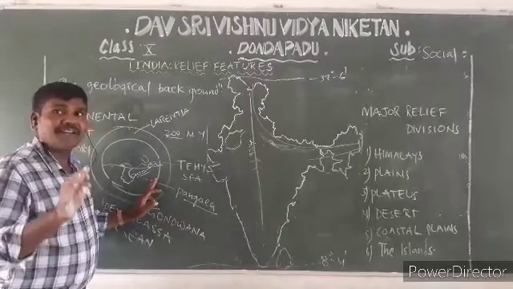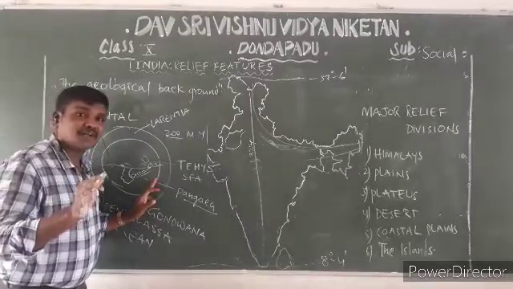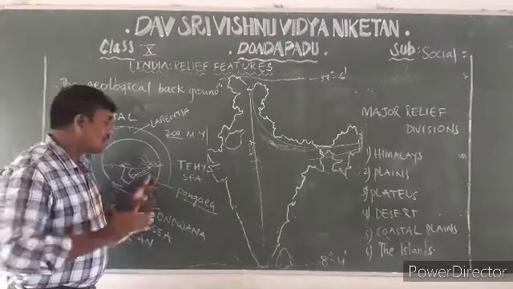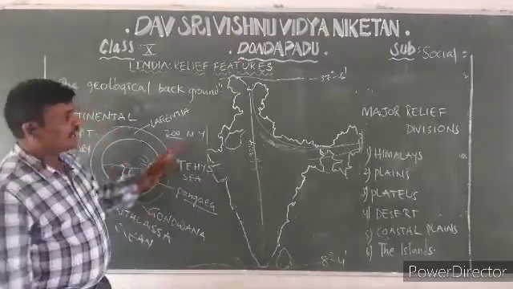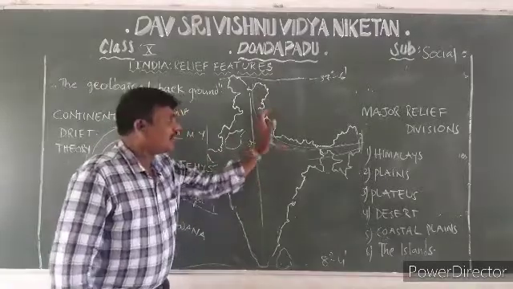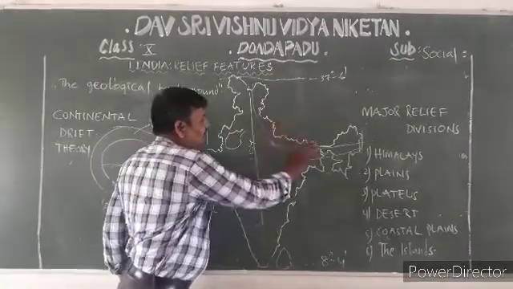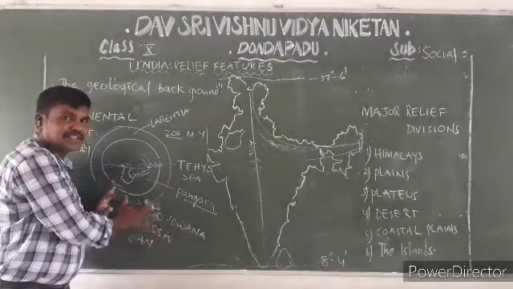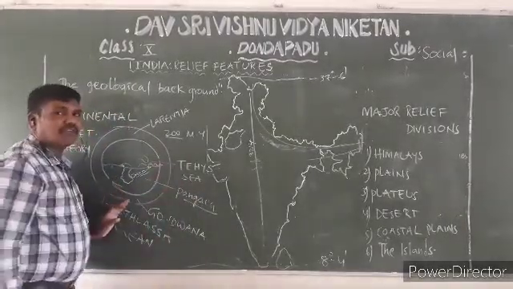So the Himalayas are known as what? Young folded mountains. Young folded mountains are nothing but the Himalayas. In this way, the Himalayas were formed. So this is the geological background of India. This is the geological background of India.